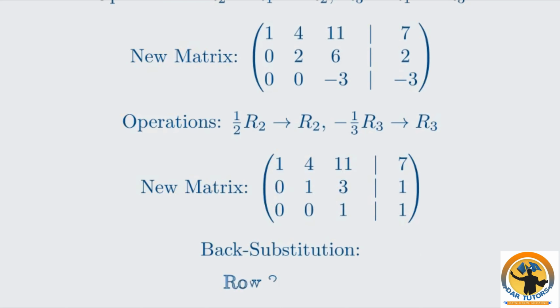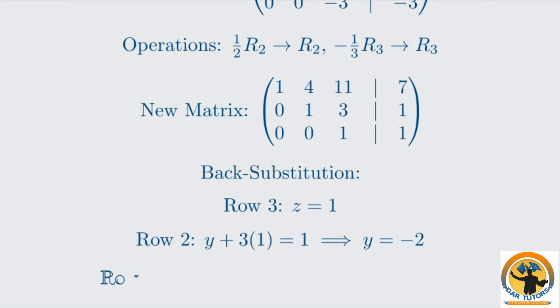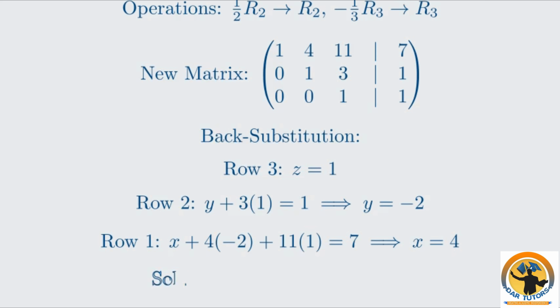Using back substitution, the third row gives us z equals 1. The second row gives us y plus 3z equals 1. Substituting z equals 1, we find y equals -2. The first row gives us x plus 4y plus 11z equals 7. Substituting y and z, we find x equals 4. The unique solution is x equals 4, y equals -2, and z equals 1.